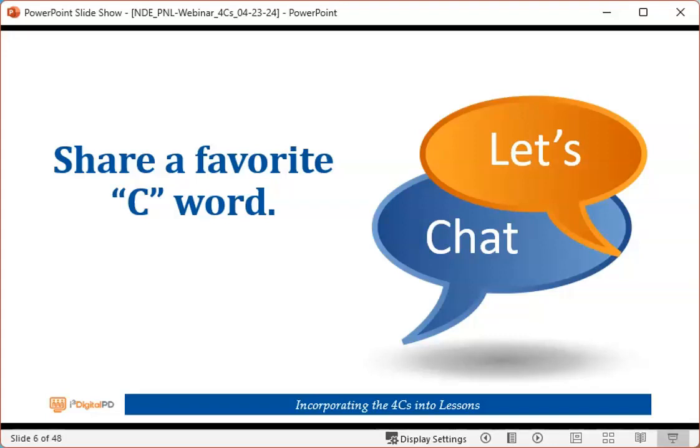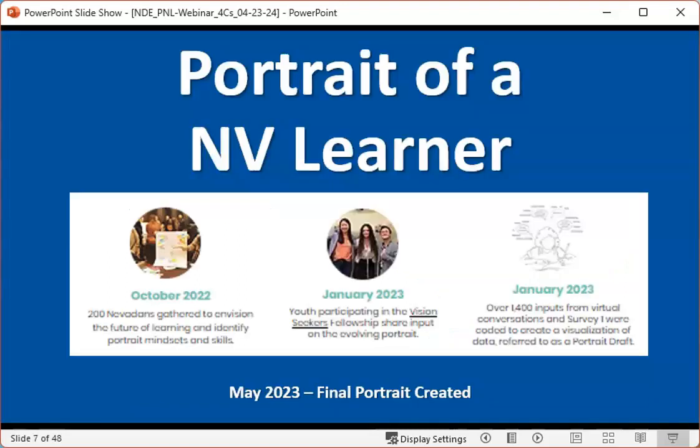Thank you for sharing. All right, so let's talk about there is actually a C word, if you guys know. Does anybody know what it is in our portrait? And it's very close to one of the 4 C's. So let's talk about that. So the Portrait of a Nevada Learner, we've been working on it for over 2 years.